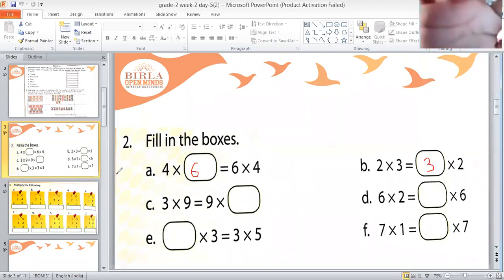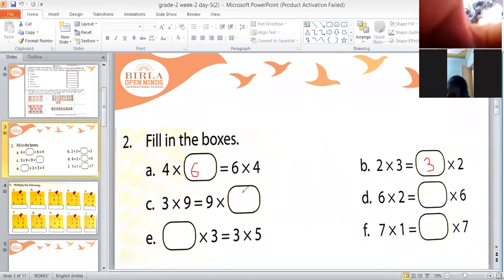Srimant? Yes, ma'am. Srimant, which number is missing from third bit, bit C? Tell me, 3 multiply 9 is equal to 9 multiply by? 3, ma'am. Very good. So we'll write here 3. That's correct.